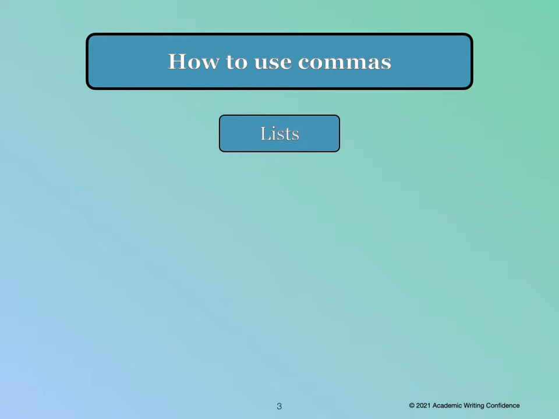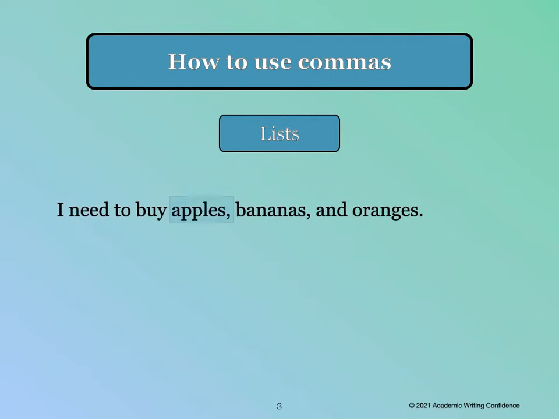First, let's look at how we use commas when we need to write a list in a sentence. Here's an example. I need to buy apples, bananas, and oranges. You can see here that there are 3 things in the list: apples, bananas, and oranges.